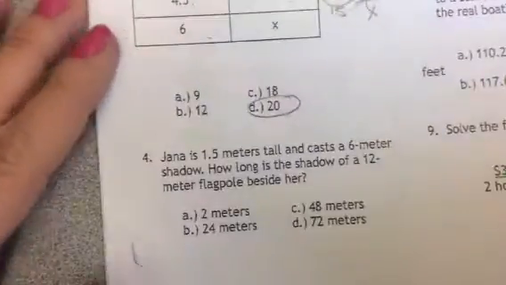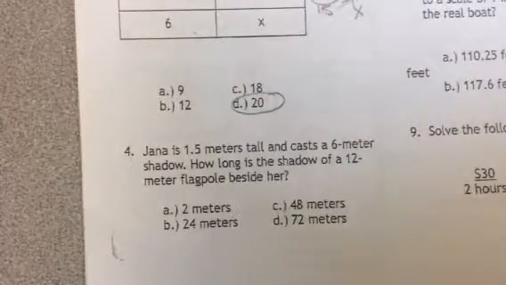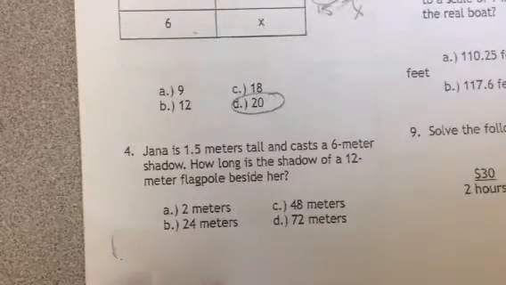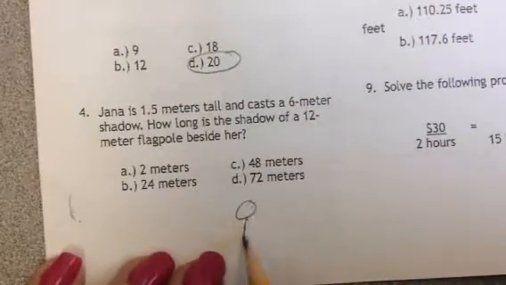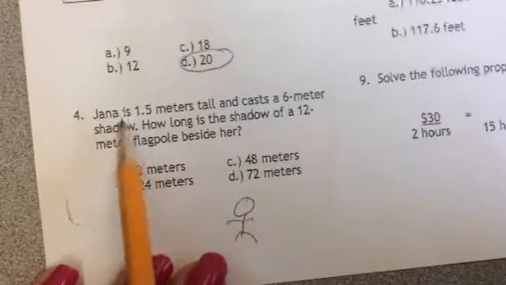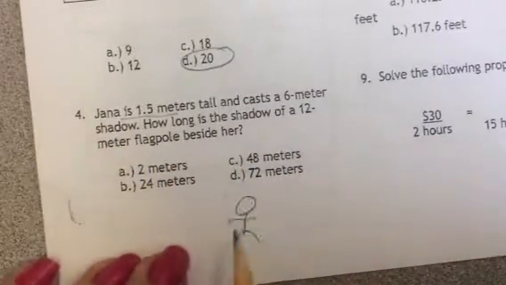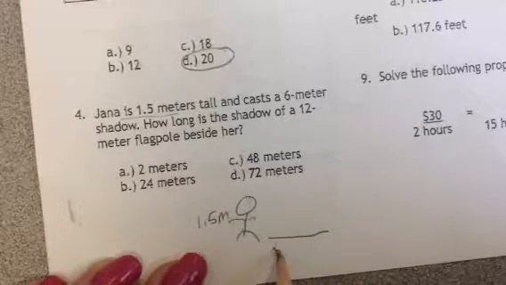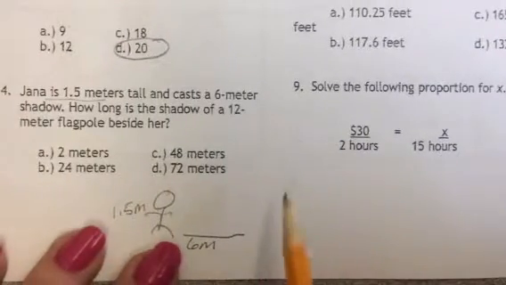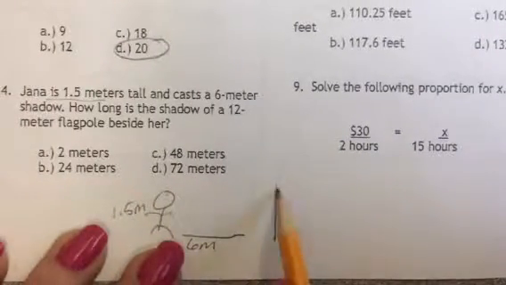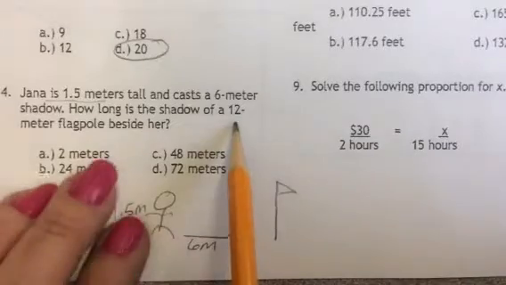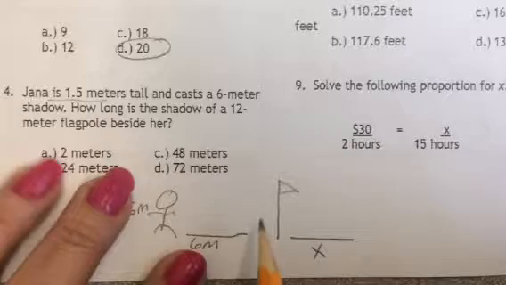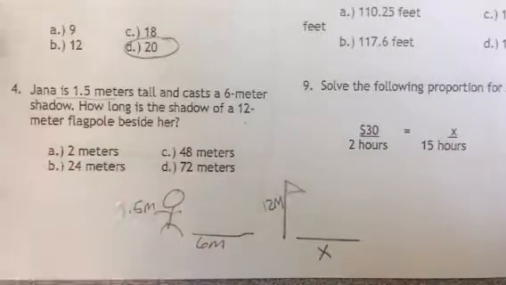Number 4, Jana is 1.5 meters tall and casts a 6-meter shadow. How long will the shadow be of a 12-meter flagpole beside her? So draw a picture. Here's a girl, and it says that she is 1.5 meters tall. She casts a 6-meter shadow. And then there is a flagpole beside her, and they want to know how long the shadow is. The flagpole is 12 meters.